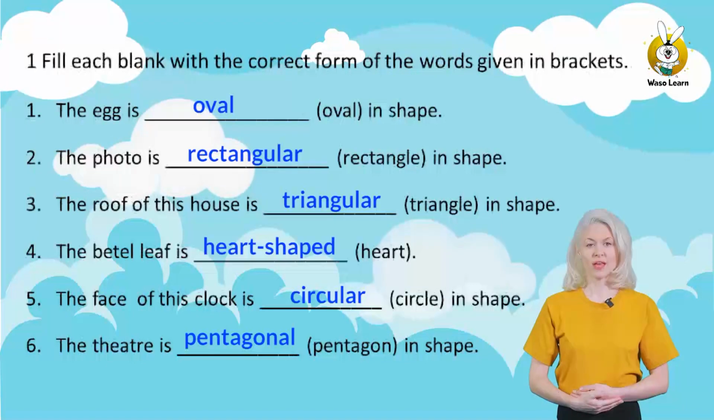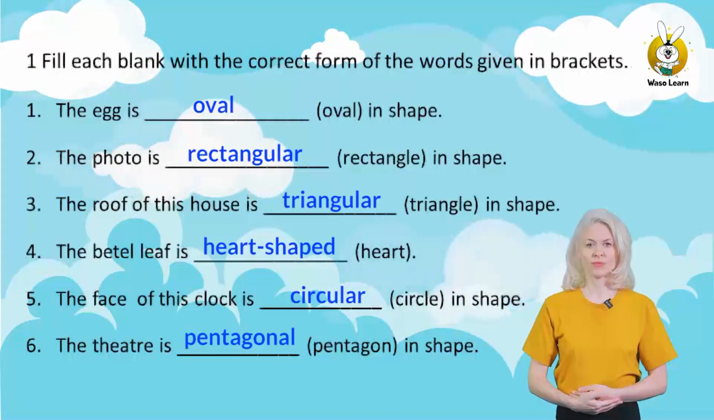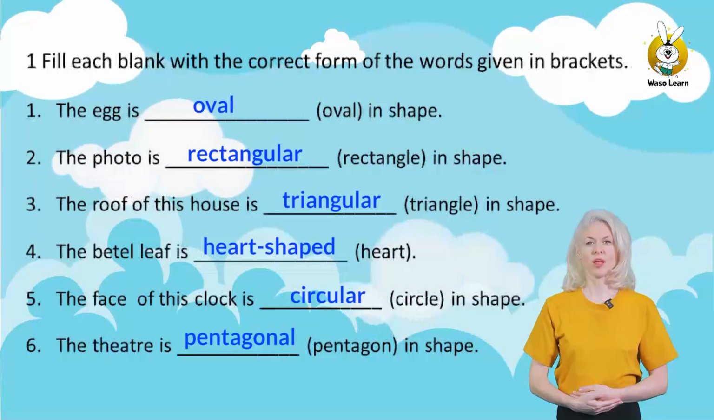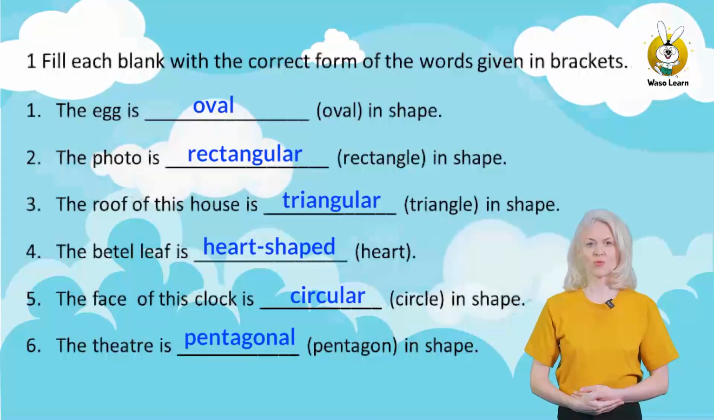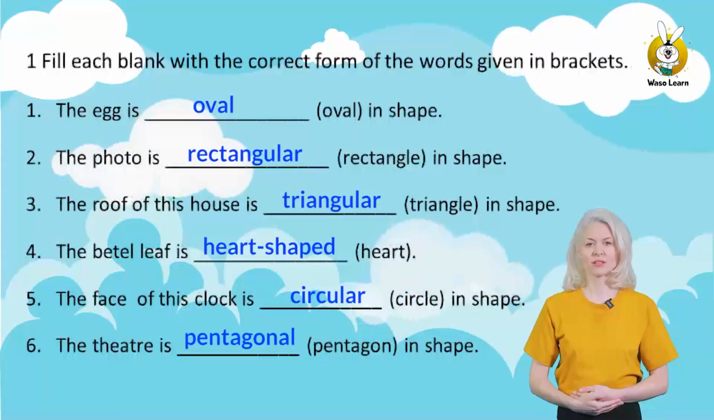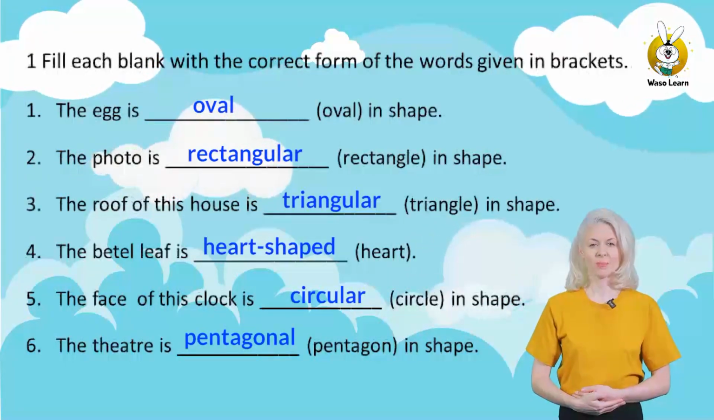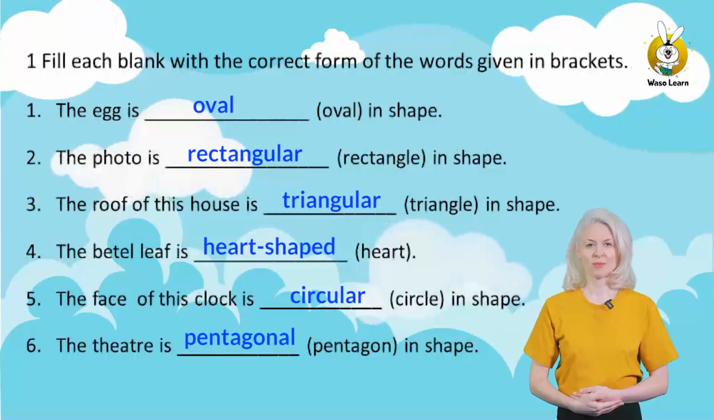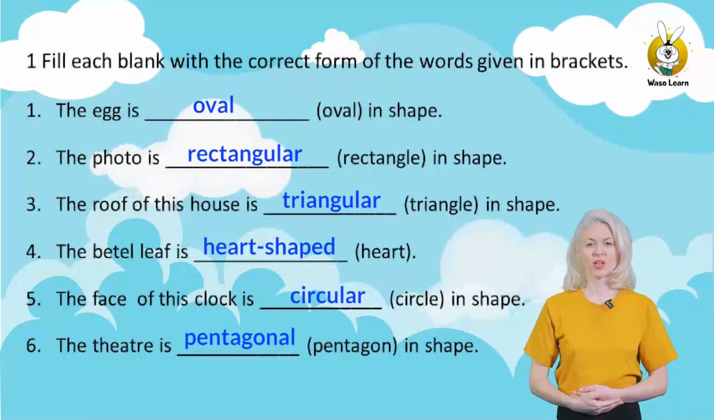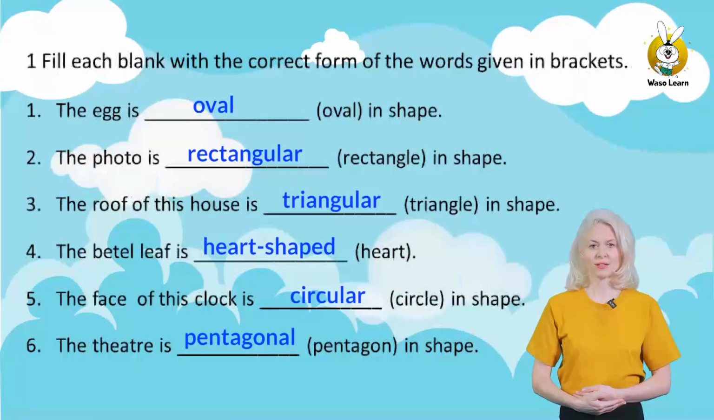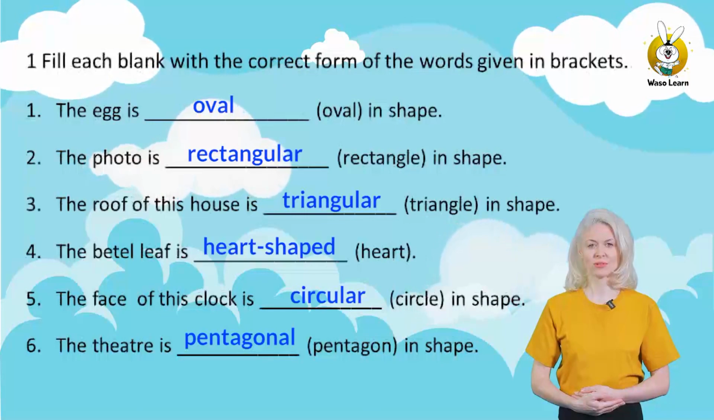1. The egg is oval in shape. 2. The photo is rectangular in shape. 3. The roof of this house is triangular in shape. 4. The beetle leaf is heart-shaped. 5. The face of this clock is circular in shape. 6. The theatre is pentagonal in shape.